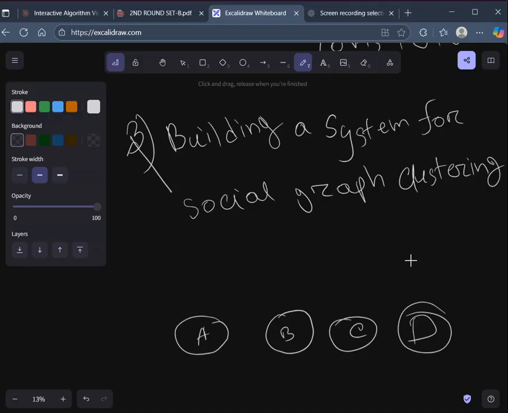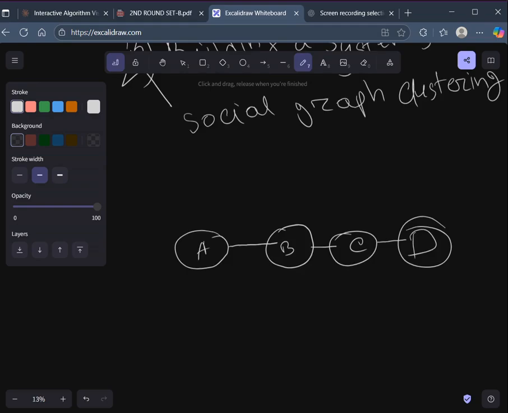Now, on to the fourth question, about building a system for social graph clustering. So think about some friend groups like A, B, C, and D. First A and B become friends, then B and C become friends. Now C and D become friends. Now everyone is connected in a friend group. Now there is where the magic happens. The parent node of A will be A. The parent node of B will be A. The parent node of C will be B, and the parent node of D will be C.